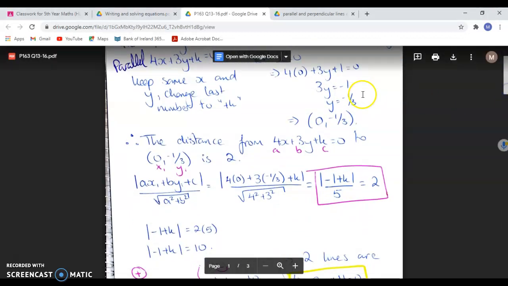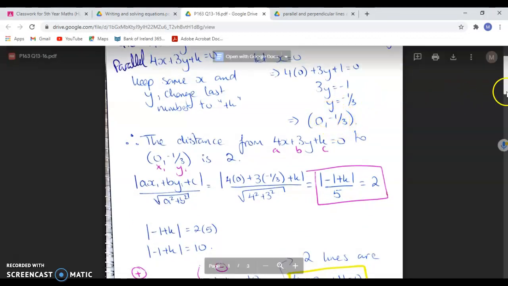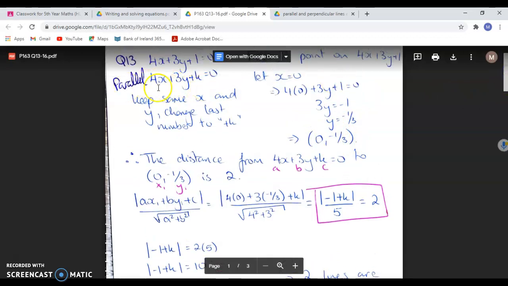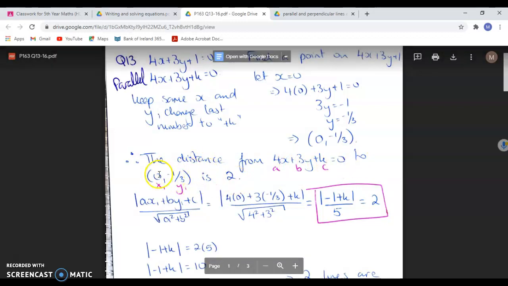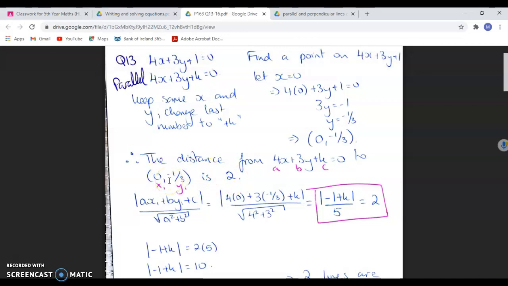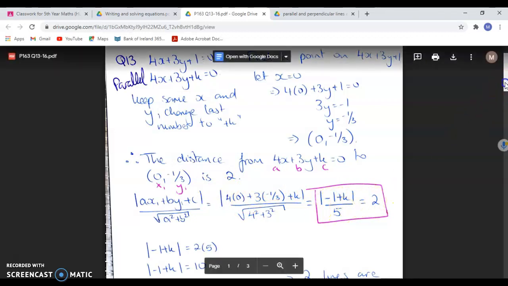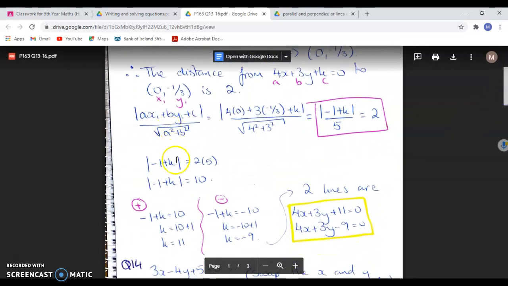So now I have a point and I have a line, which is this one, and I know that the distance between them is 2. There are 2 such lines. I've said the distance from 4x plus 3y plus k equals 0 to that point is 2, because that point lies on my original line. So off I go, just subbing into the formula as normal, and I end up with the modulus of minus 1 plus k over 5 is equal to 2, because I'm told that in the question. And then cross multiplying, the modulus of minus 1 plus k is equal to 10.